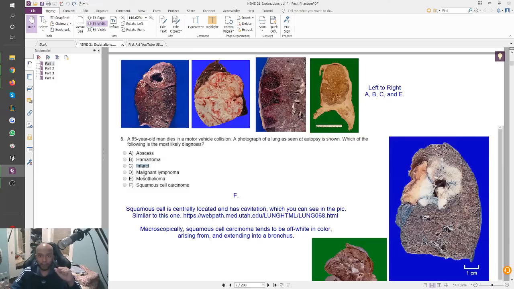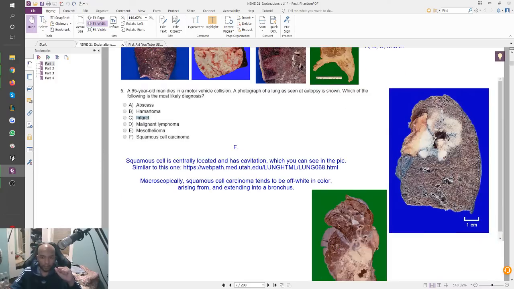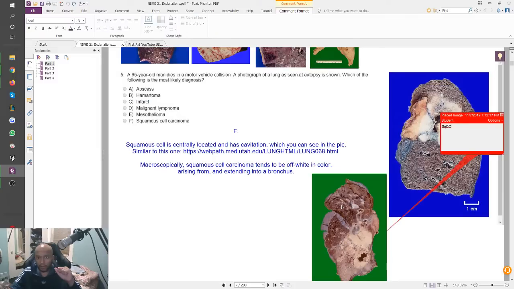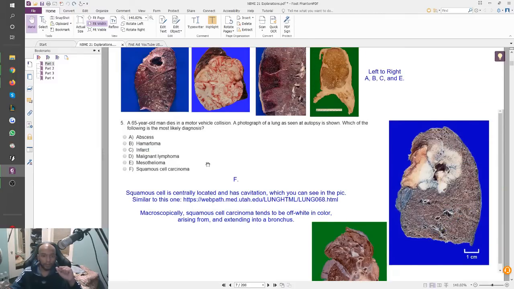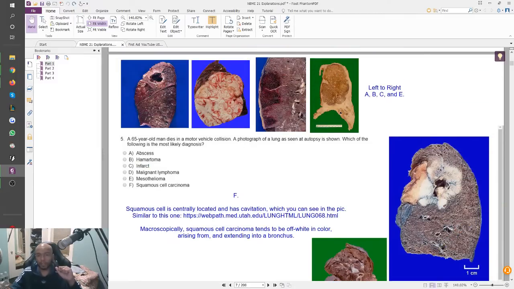Malignant lymphoma, let me see, I think it's this one right here. What is this? I probably couldn't find the picture for malignant lymphoma. But this picture, this is a very important one you have to remember. Look at the lung. It's encased in something. That's from mesothelioma. Right? Mesothelioma is known for having an encasing around the lung, right?